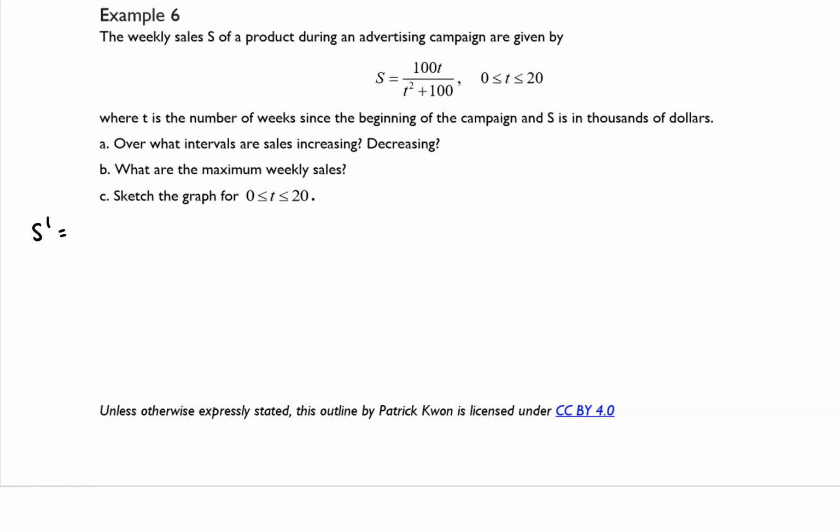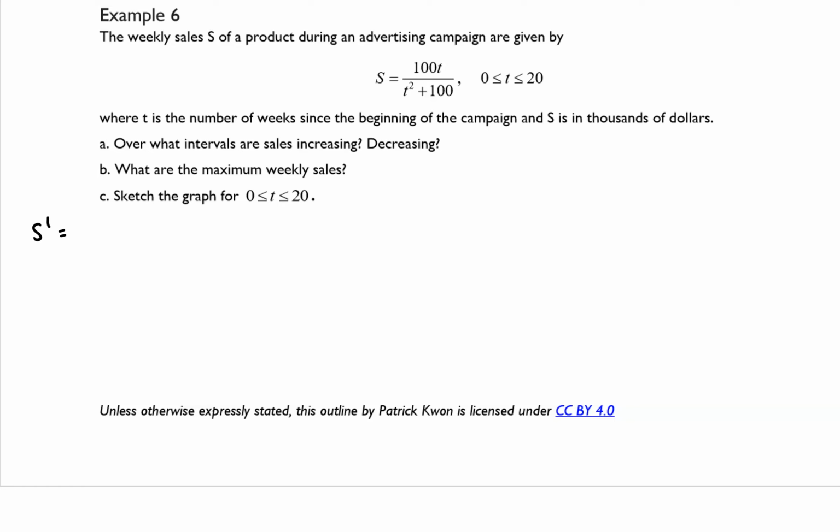Example 6 says the weekly sales S of a product during an advertising campaign are given by S equals 100t over t squared plus 100, defined on the interval where t is greater than or equal to 0 and less than or equal to 20, where t is the number of weeks since the beginning of the campaign, and S is in thousands of dollars. Over what interval are sales increasing and decreasing?